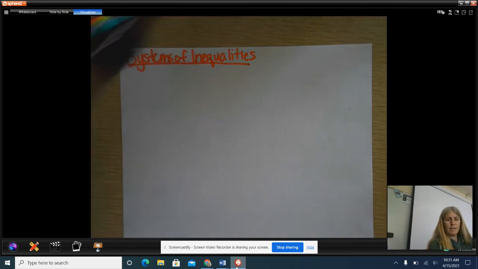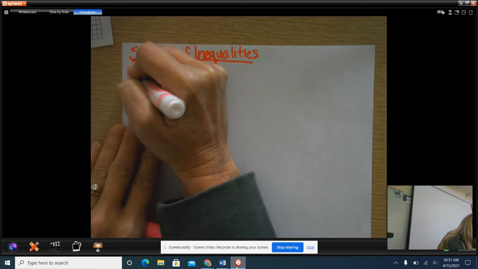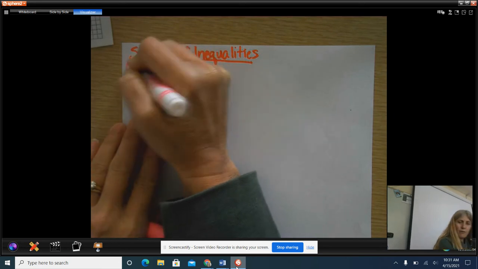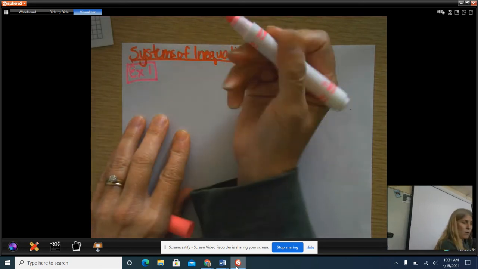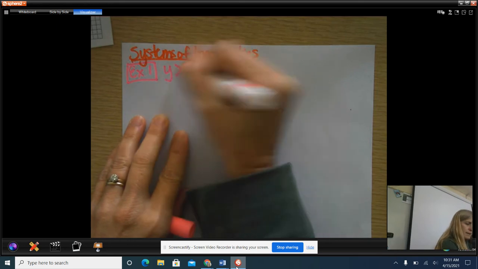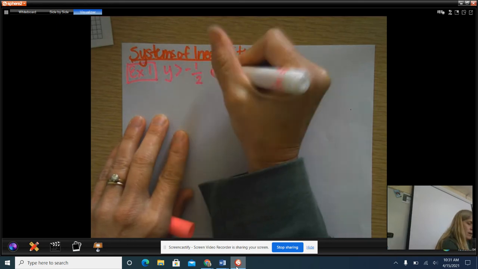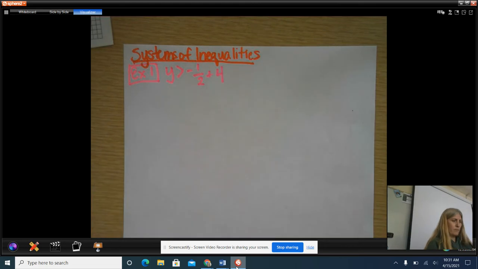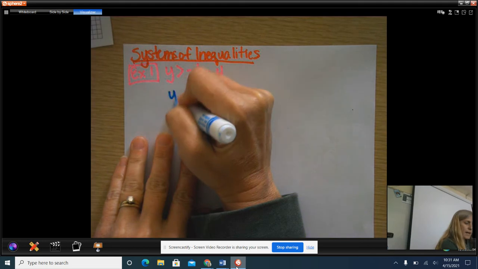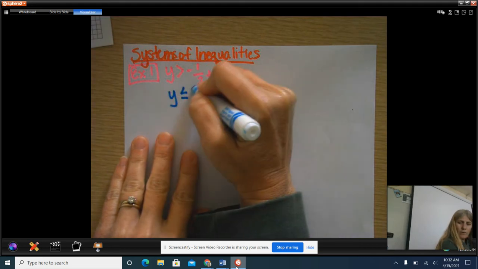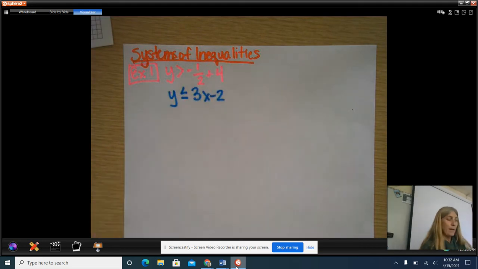So, example number 1. Our first inequality that we're going to be graphing is y is greater than negative 1/2 x plus 4. And our second one is y is less than or equal to 3x minus 2. So once again, y is greater than negative 1/2 x plus 4, and y is less than or equal to 3x minus 2. So let's walk through what those steps are going to look like.